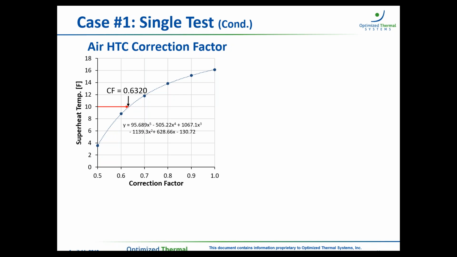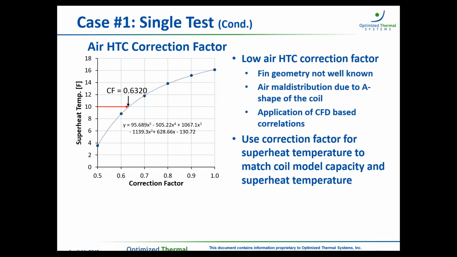So this is a pretty significant correction factor that needs to be applied. And it wasn't immediately apparent when we looked at the coil capacity. Without any correction, our coil capacity was well predicted, but this superheat was really over-predicted, which is a subtle but important difference that needs to be corrected.